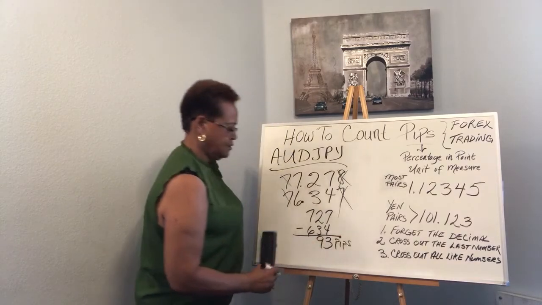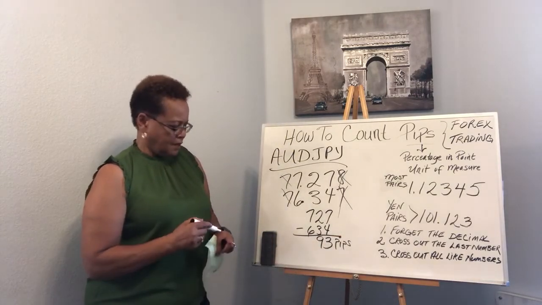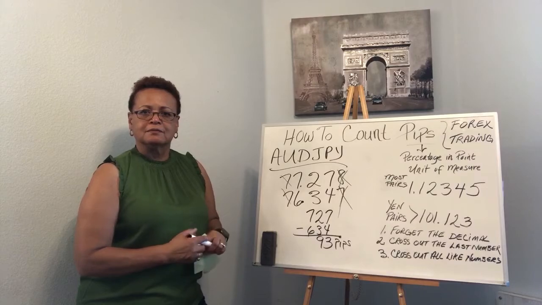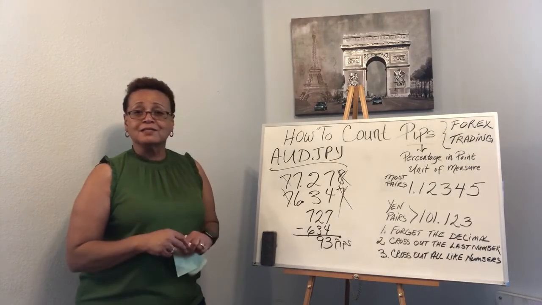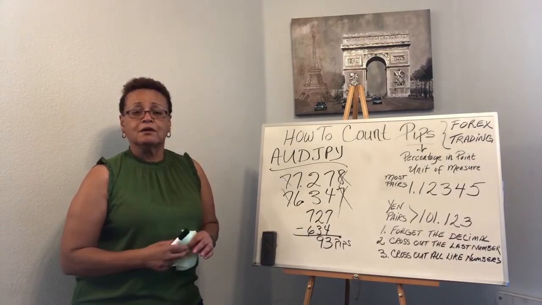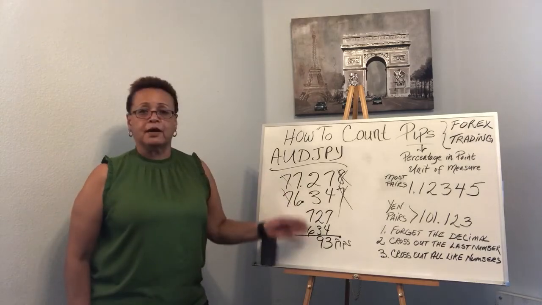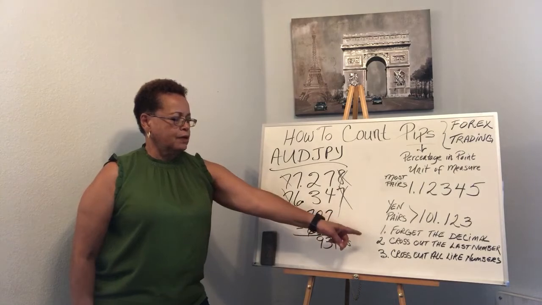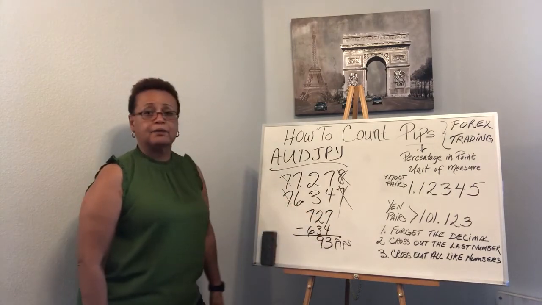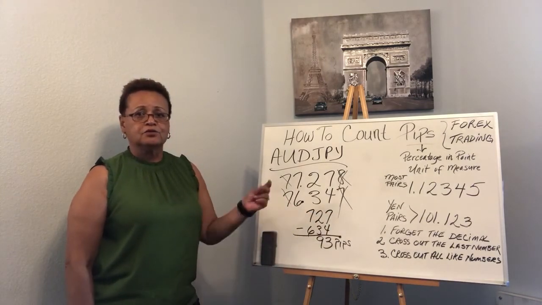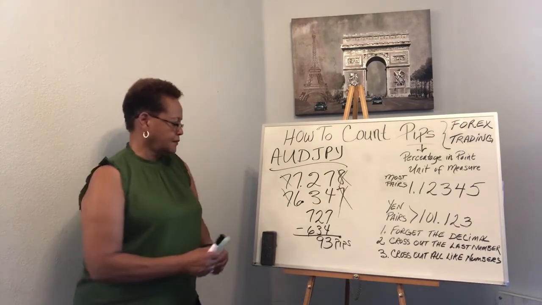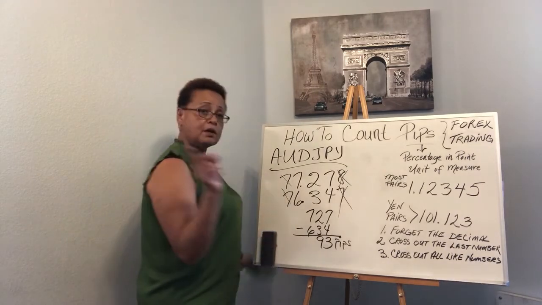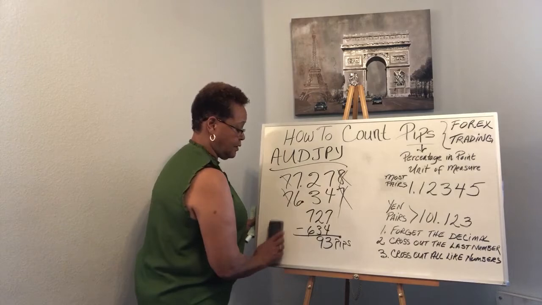Okay, I think I did that right. Yeah, 93 pips. Again, that's all it is, ladies and gentlemen. That's all it is to counting pips. If you can commit the rules to memory, then you're counting pips already. Just like that. Okay, I want to do one more yen pair.